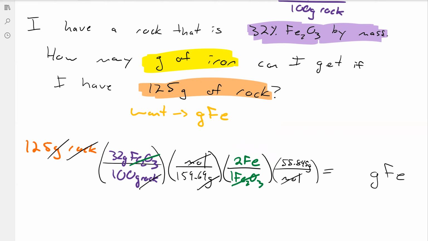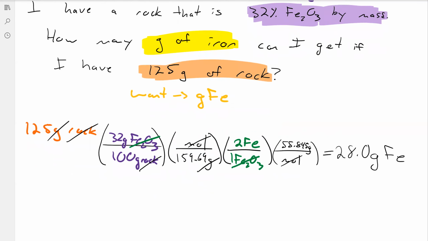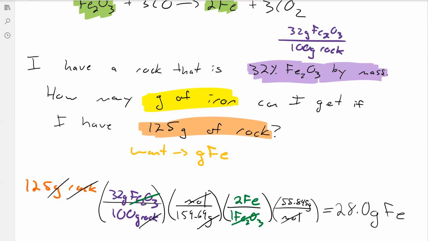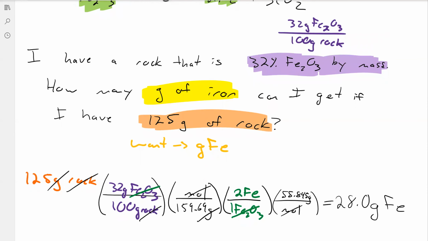I then go ahead and do all the math. Note that I'm not plugging anything into my calculator until the very end. I'm showing all my work nice and neatly, and I end up with 28.0 grams of iron, which is exactly what I wanted. I wanted grams of iron, and that's how it goes. Again, practice, practice, practice.